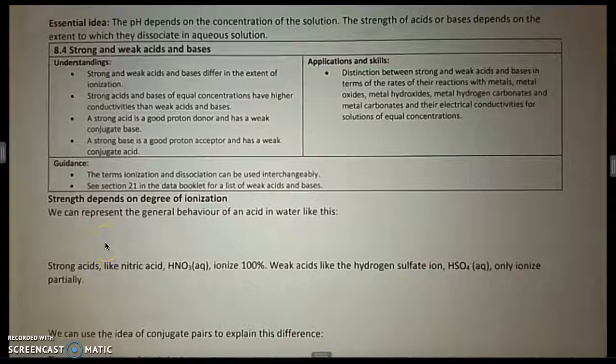Alright guys, today's video is about topic 8.4 of the IB curriculum, strong and weak acids and bases. I'm just mixing it up slightly today. I'm going to fill in this worksheet rather than click through and narrate over a PowerPoint.